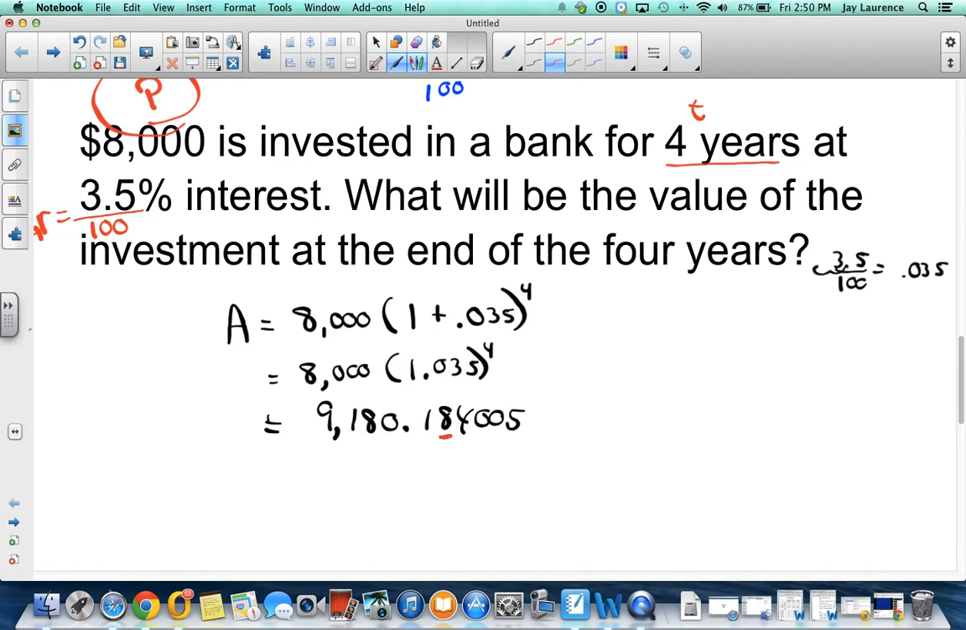I'm going to look at this 8. I might have 18 cents. I might have 19 cents. I'm going to look behind the 8. It's a 4. 0 to 4, 4 or less, I'll give it a rest. So my value of the account after 4 years is $9,180.18. And there you go. Pretty simple. Just a plug and chug problem, really.